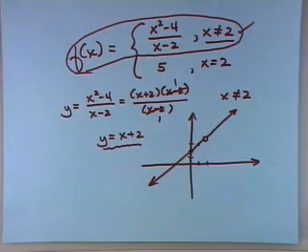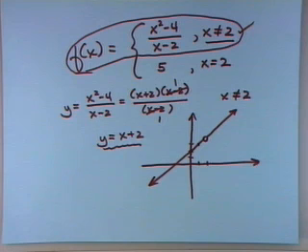So would you describe that first line as the first piece of this split domain function? Would you say that it was accurately described as a line with a hole in it? Is that right? X can't be 2? Now, why is there not a vertical asymptote there?